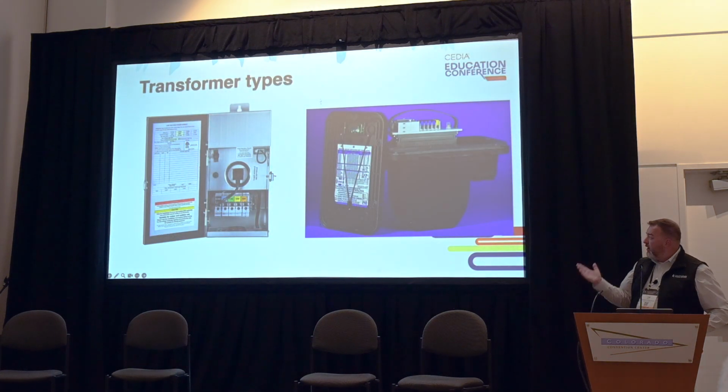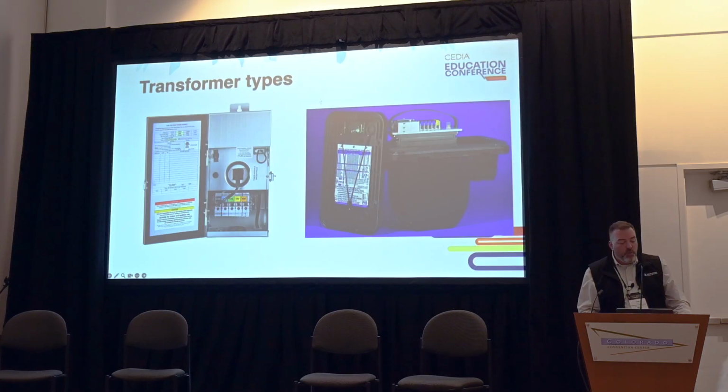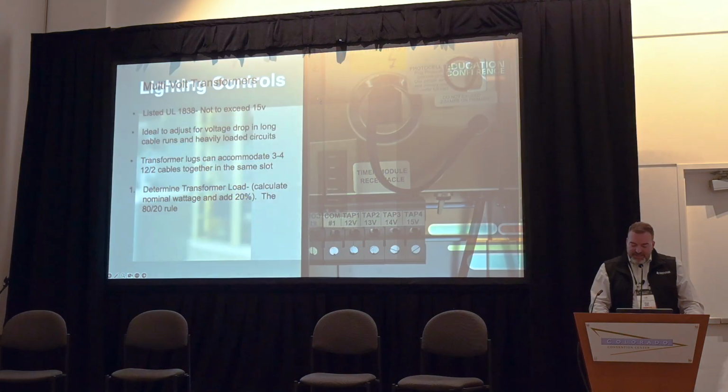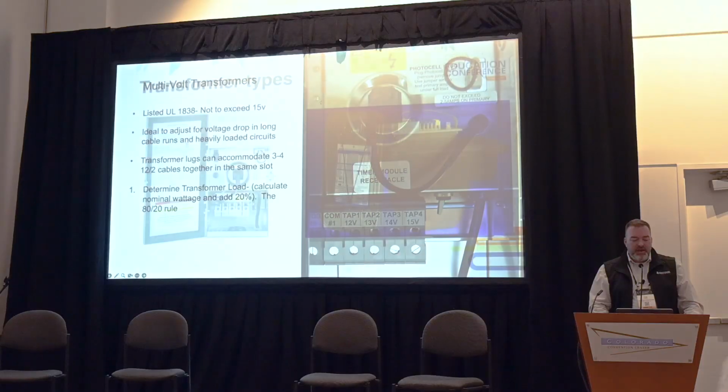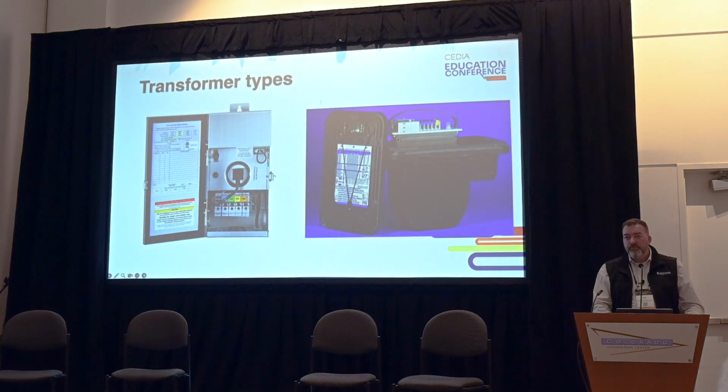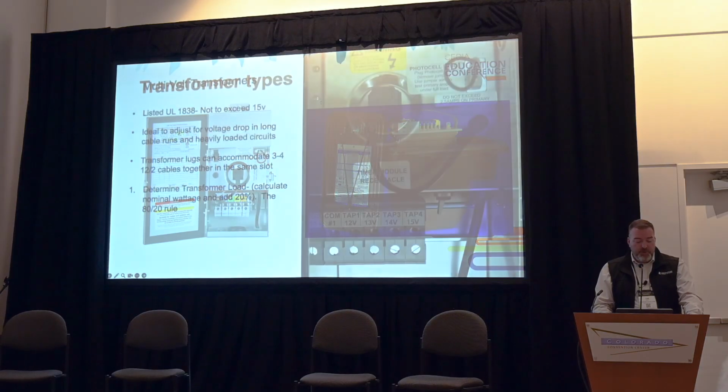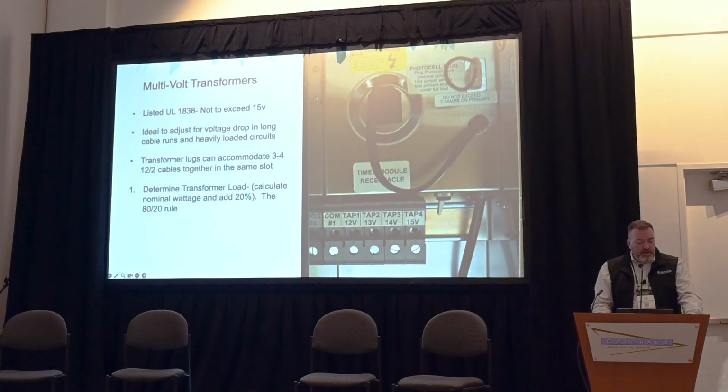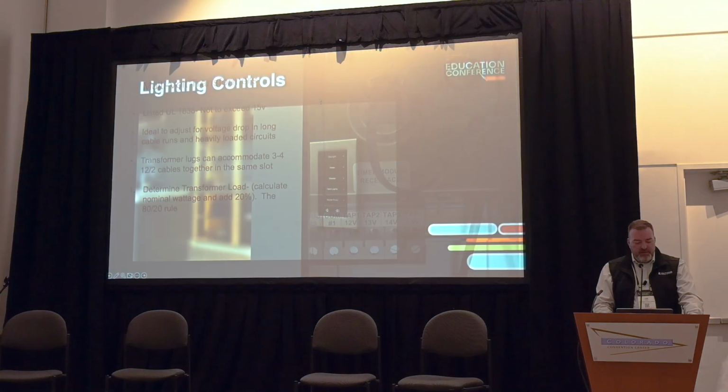Transformer types: on the left, you have the typical type you would hang on a wall, multi-tap, and then you've got in-grade, grounding base. So that's a Q-Tran Q-Volt that you would bury out in the landscape somewhere. Okay. I think we covered this in transformers already when we talked about it a little bit earlier.